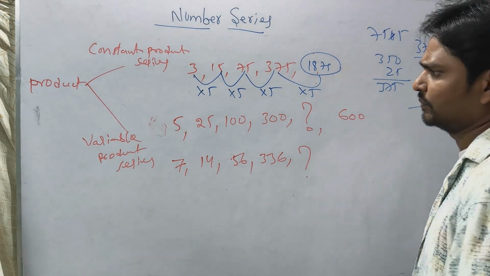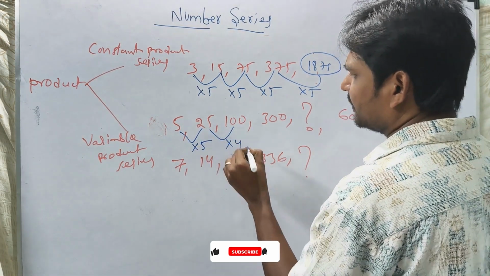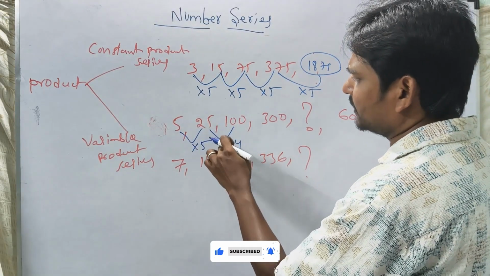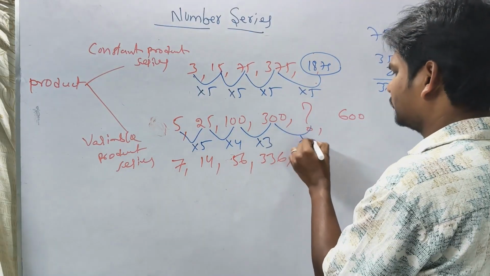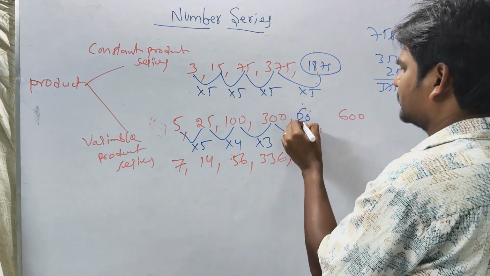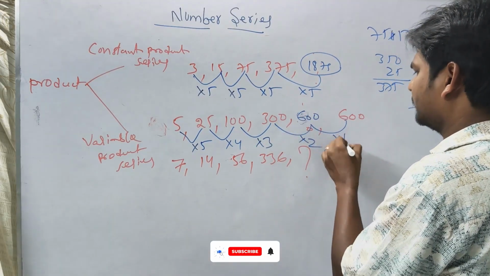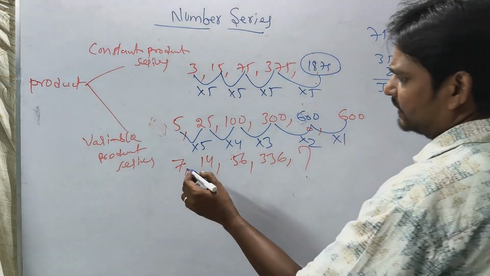Next, second example. From here to here multiplied by 5. From here to here multiplied by 4. Yes or no? Multiplied by 5 you get 25, multiplied by 4 you get 100. Now multiplied by 3. Next would be multiplied by 2, and why? Because decreasing order. So it is 600. Again from here to here multiplied by 1. Why? Because decreasing order.